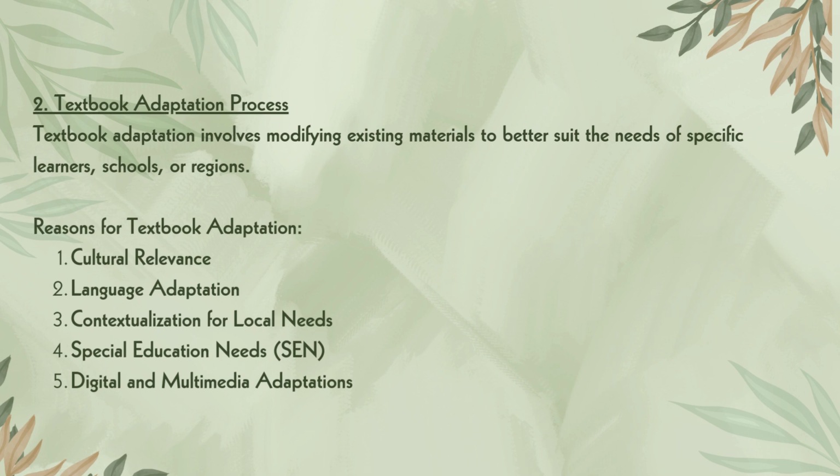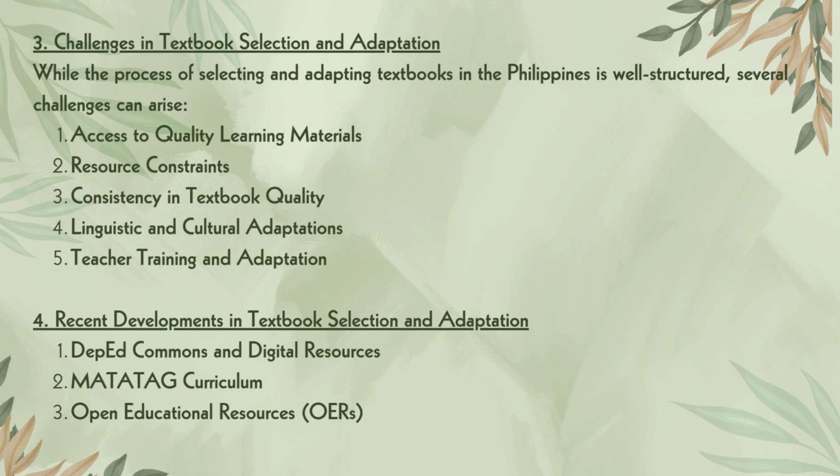Number four, we also have special education needs. Number five, digital and multimedia adaptation. Challenges in textbook selection and adaptation. While the process of selecting and adapting textbooks in the Philippines is well structured, several challenges can arise. And here are some examples: access to quality learning materials, resource constraints, consistency in textbook quality, linguistic and cultural adaptation, and teacher training adaptation.